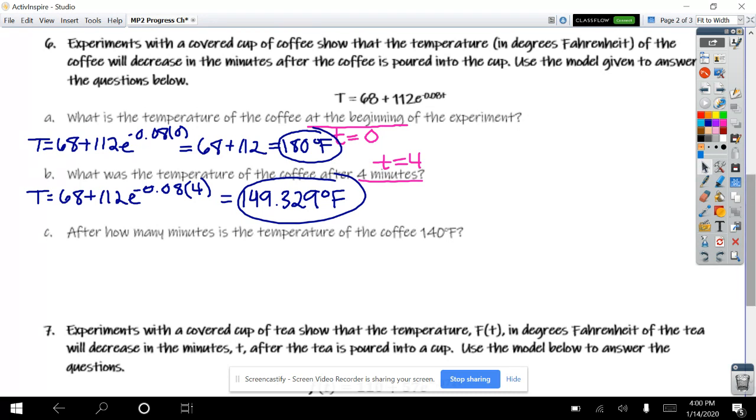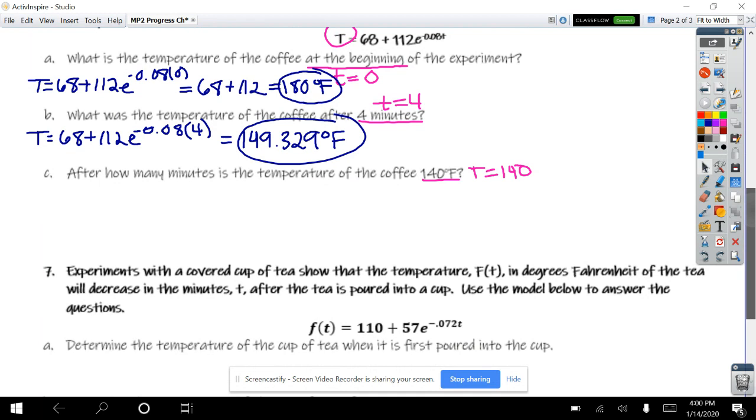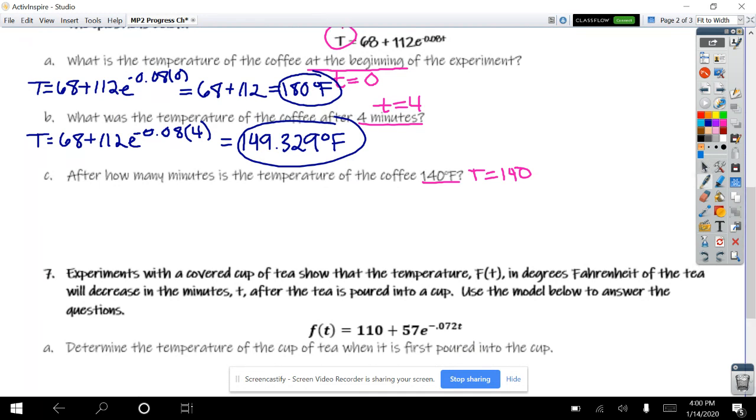Part C says, after how many minutes is the temperature of the coffee 140 degrees Fahrenheit? Now this is a value of T, like big T. Big T being this right here. So T equals 140. So for this, it's a little more work. We're going to have to solve for the little t, the time t, after we plug in this temperature. So I'm going to plug in 140 equals 68 plus 112 e to the negative 0.08 times little t. So I need to solve for that t.